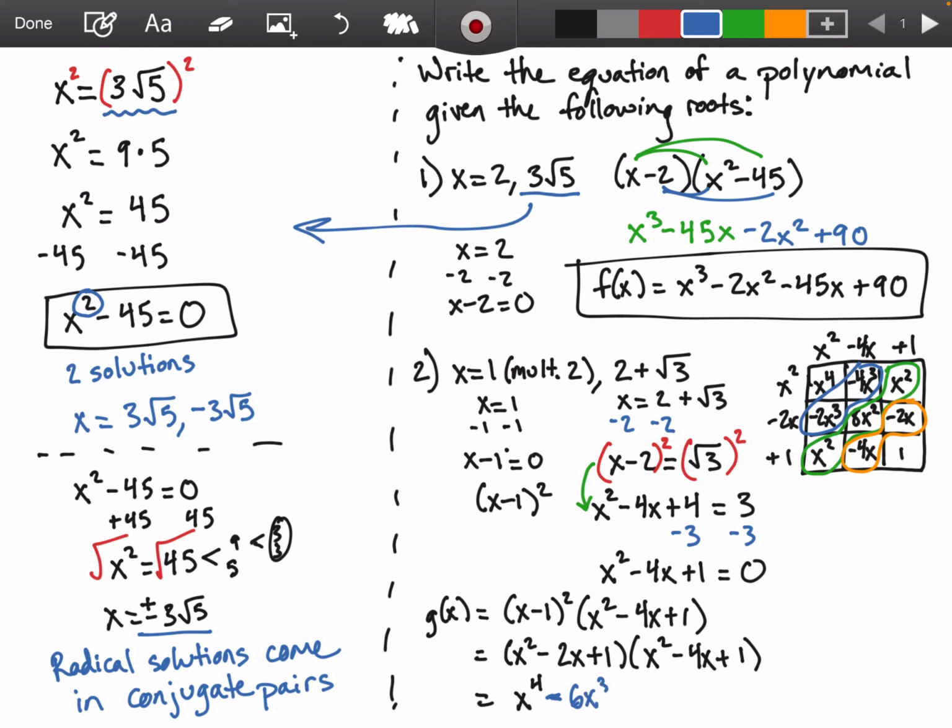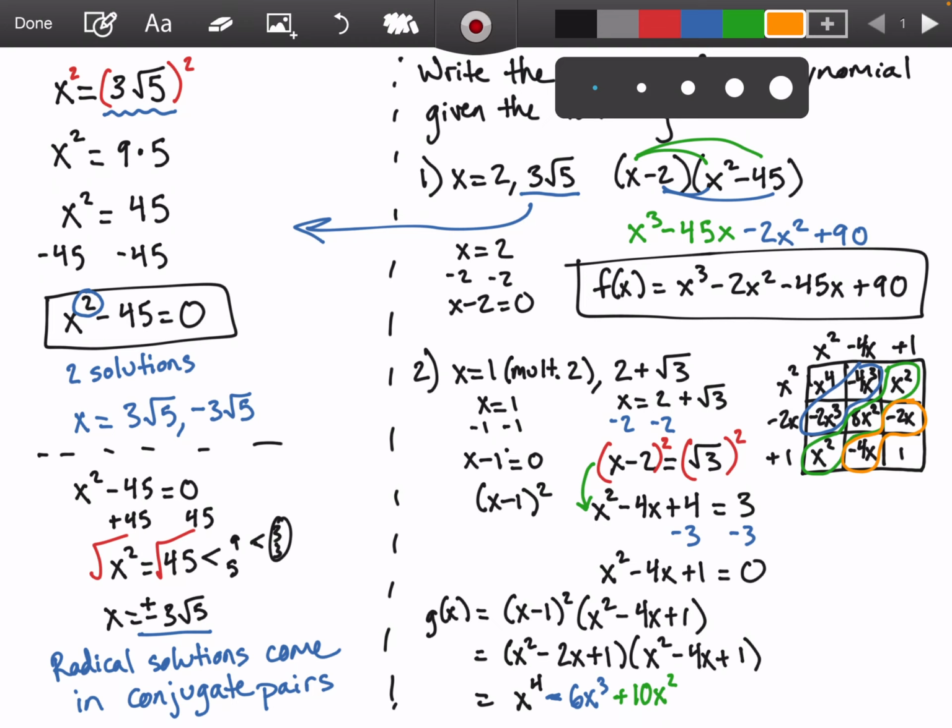Minus 6x cubed. And now we have x squared plus 8x squared plus 1 more x squared. So in total that's 10x squareds. And negative 4x minus 2x is minus 6x. And then I have a plus 1.